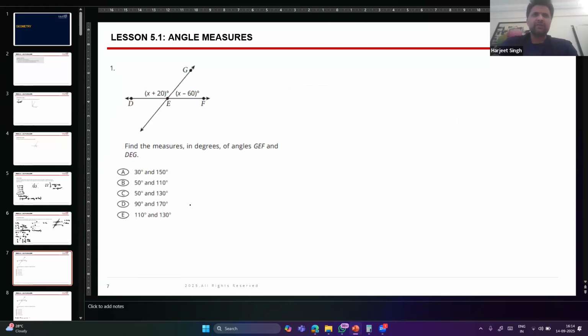All right. First question. Find the measures in degrees of angles GEF, which is this acute angle, and DEG, which is the obtuse angle. So clearly these two angles are adjacent and form a straight line, which means their sum should be equal to 180. Which means 2x minus 40 should be equal to 180. So x should be equal to 110. So one angle is 130 and the other angle is 50.